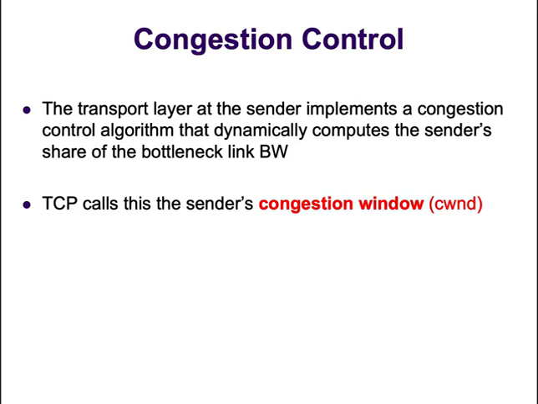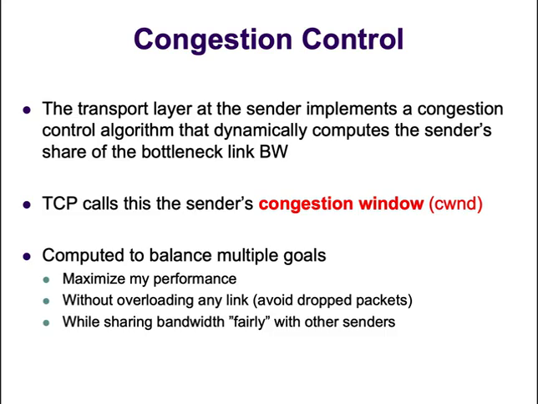We haven't talked about how we're doing it. There's this magical algorithm. What comes out of it is this one value, which is your congestion window, or C-wind. That C-wind is going to be computed to balance multiple goals. You want to maximize the performance of this flow. You want to make sure you're not overloading any link, because otherwise you're going to get packet drops. And you need to share your bandwidth by some definition of fairly with other sources. So as I mentioned, this is the topic for multiple future lectures. For this lecture, just assume we have this algorithm. It spits out this C-wind that we're going to run with.